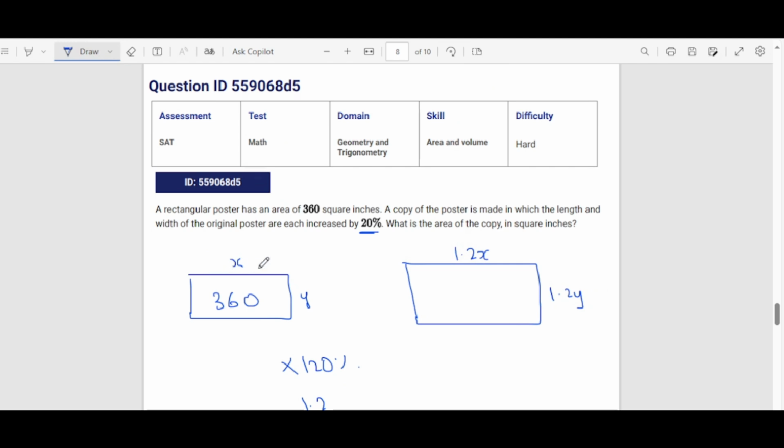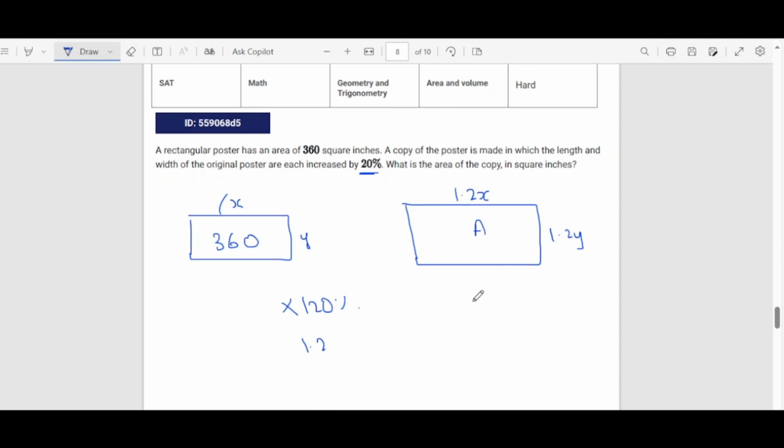Now this means that we have increased the length x by 20%. So it means this, okay? And let's just find the area. Now we have to find the area of this solid. So 1.2x multiplied by 1.2y equals z. Okay, we can denote the area of this as z.